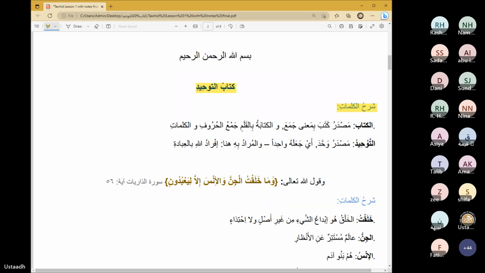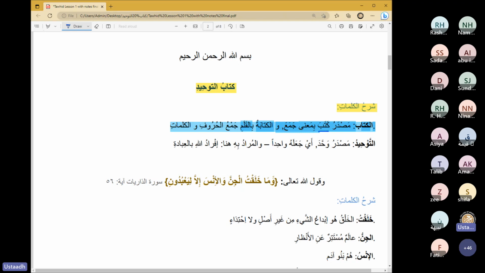So firstly, Al-Kitab, this word Al-Kitab, the book, is the Masdar. Masdar in the Arabic language is referred to as the root word. You'll see this many times when scholars explain words. They will always give you the Masdar of the word, i.e. the root word, which usually comes from a verb. So al-kitab is masdaru kataba. It's the root word of the verb kataba, which means to write.